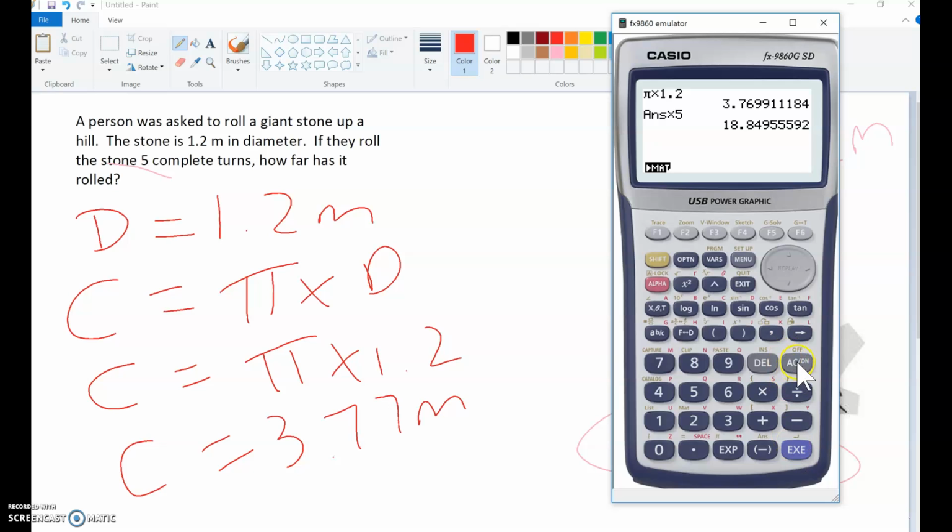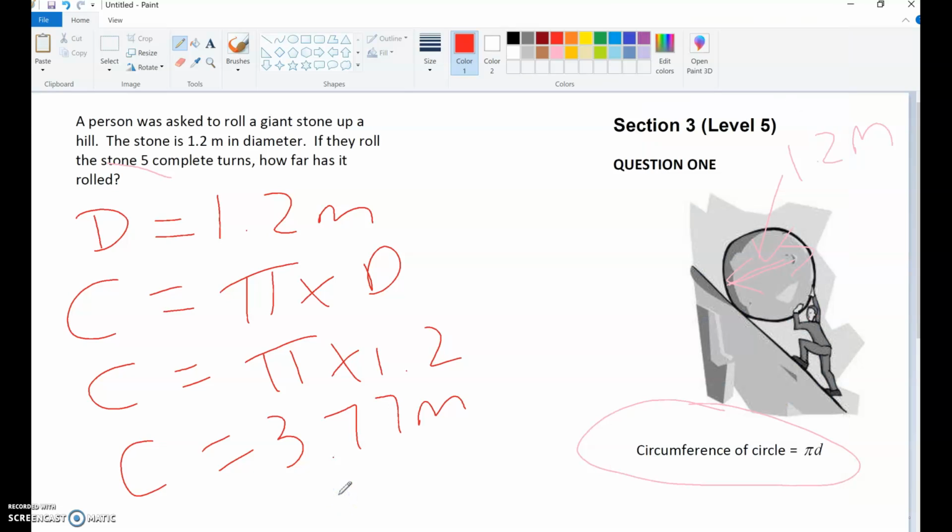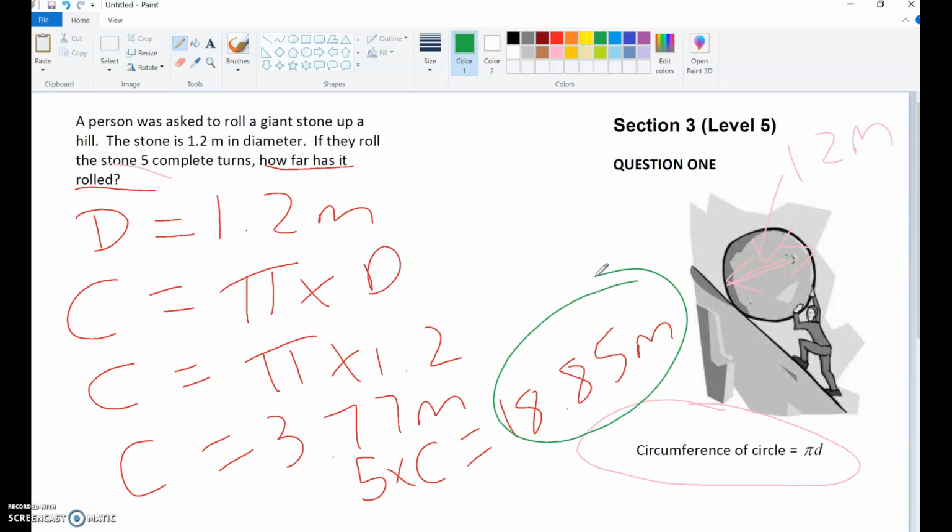18.85 meters. And let's check if we had 3.77 and we times it by 5, we would get 18.85 meters as well. So just checking for premature rounding. So we have to put here 5 times circumference equaled 18.85 meters. And check again, 18.85. So that, it says how far was it rolled? It was rolled 18.85 meters.